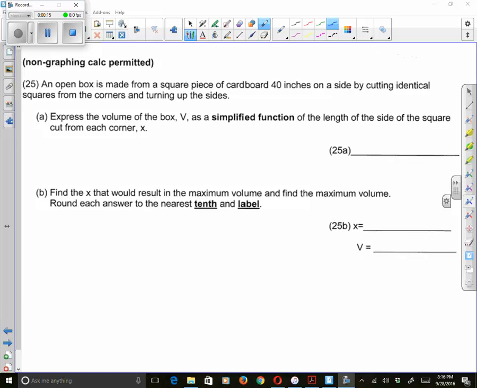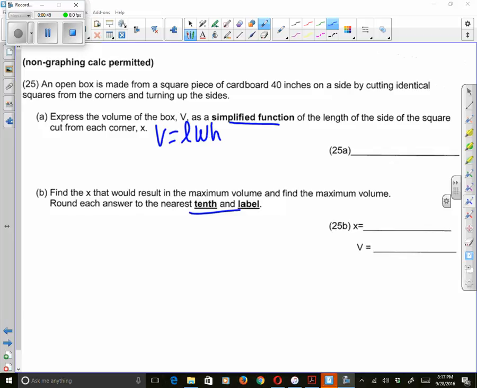Now we know volume equals length times width times height of a box, in simplified form, meaning no parentheses, of the length of the sides of the square cut from the corners, from each corner x. So the length cut from the corner is x. Then lastly, find x that would result in a maximum volume. Find the maximum volume and round to the nearest tenth. So here we ask you to round.